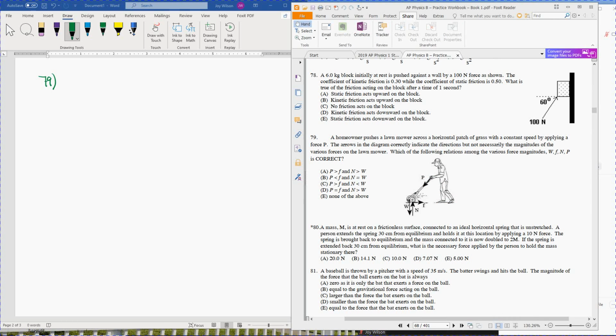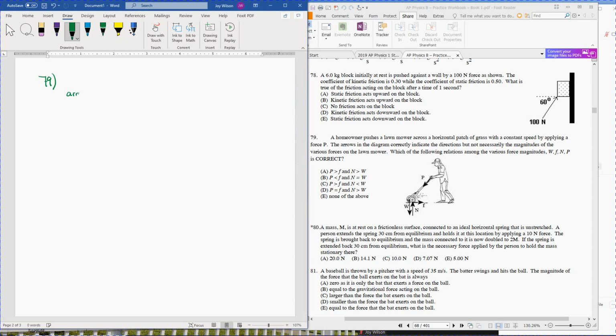Alright, so a homeowner pushes a lawnmower across a horizontal patch of grass with a constant speed by applying force P. The arrows indicate the directions, but not necessarily the magnitude. So arrows do not show size. Okay? That's what they tell me. Which of the following relations among the various forces is correct?